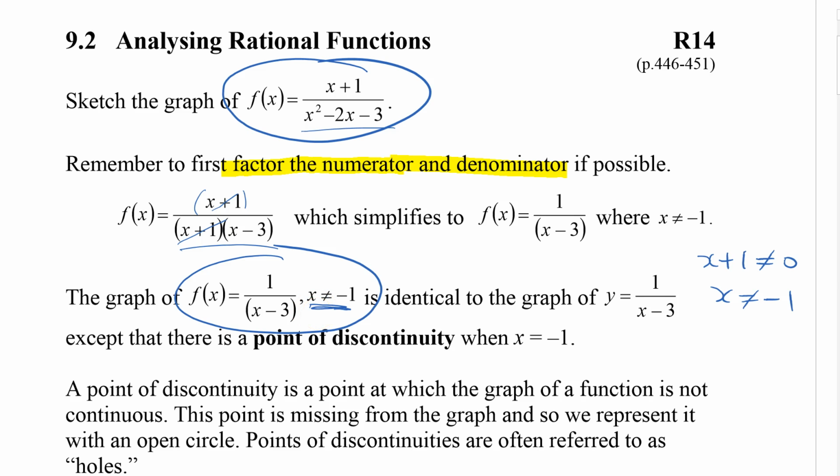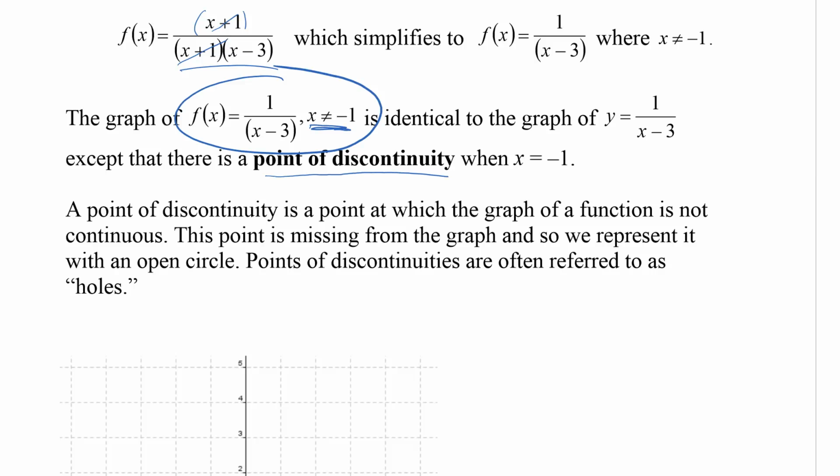So what does that look like when we graph it? Well, the next line says this is identical to this except there is a point of discontinuity when x is equal to negative 1. It means we're not allowed to make x equal to negative 1. The domain of that function is all real numbers, but x cannot be equal to negative 1. A point of discontinuity is a point at which the graph of a function is not continuous. This point is missing from the graph, and so we represent it with an open circle. Points of discontinuity are often referred to as holes. So I often use the word hole rather than point of discontinuity. Perhaps it's because the word hole is so much shorter.